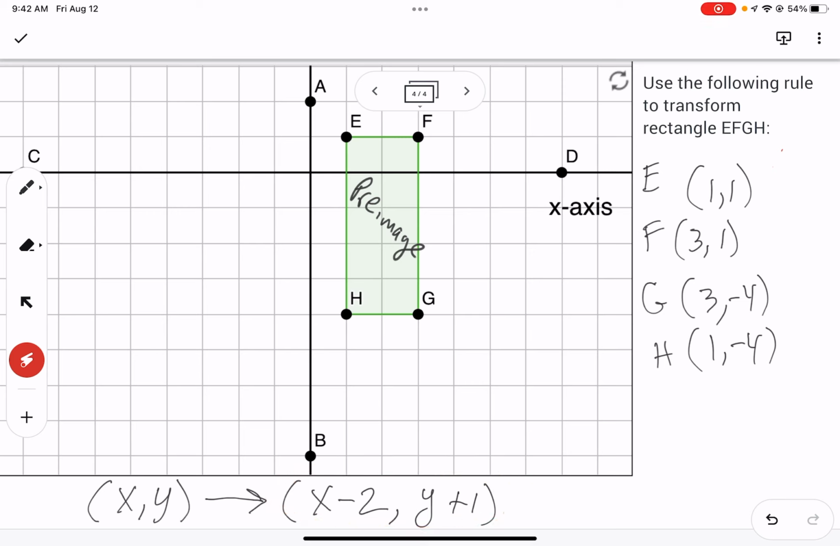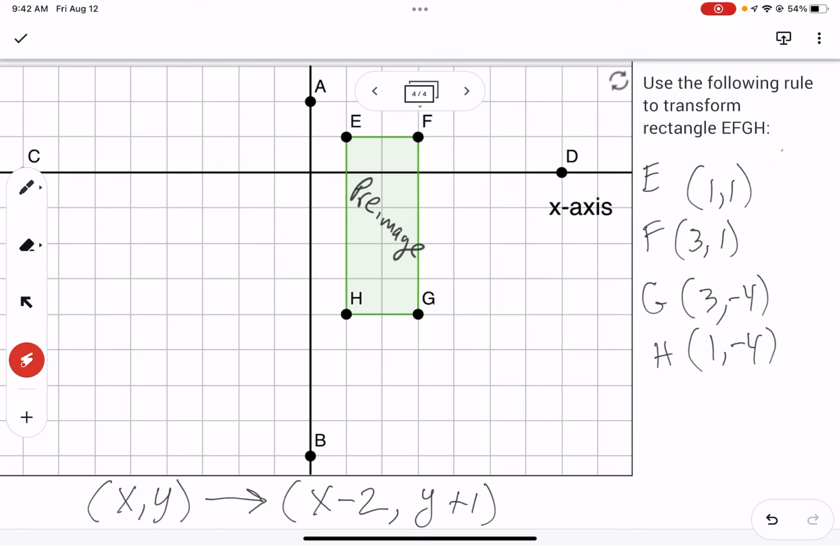For every x coordinate, we need to take away 2, which means it's going to move to the left, because we're going to take away 2, which means the number will get smaller. Over here, those numbers are increasingly smaller, right? For every y, though, I have to increase 1, which means it's going to move up.